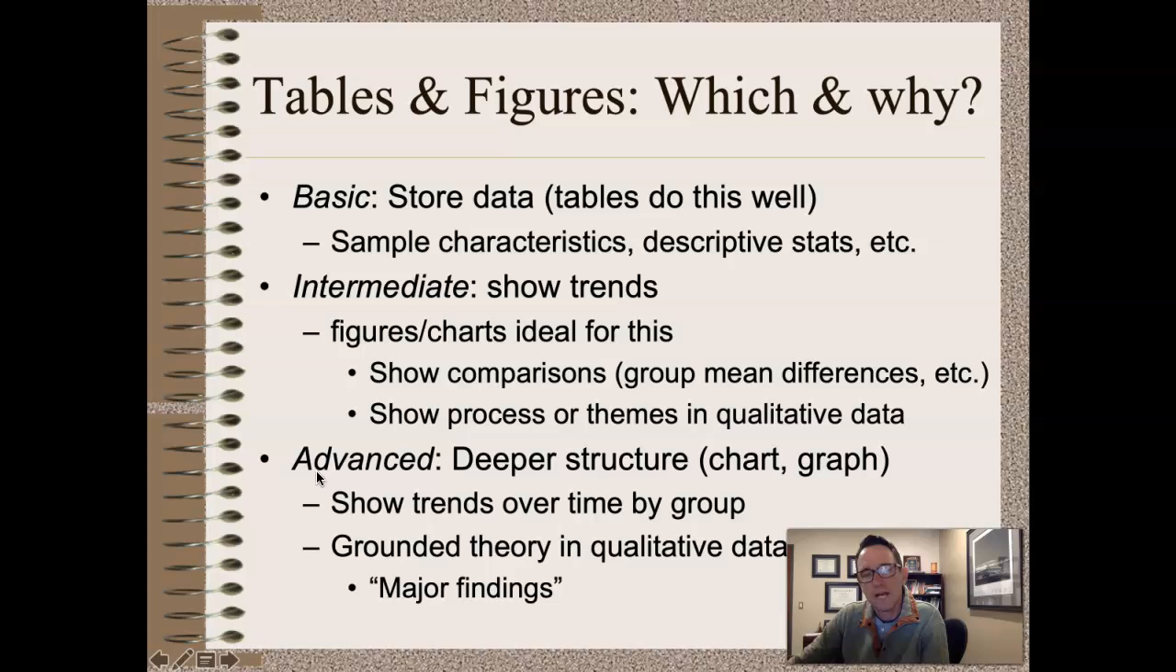So our final couple of slides will give examples of advanced tables and figures. In keeping with our pattern here, if basic just stores data and intermediate starts to show trends or group comparisons or process on a qualitative side, then advanced are meant again to provide the deepest level of evidence. So on the quantitative side, it would be trends by group over time. So anytime you collected multiple measurements of the dependent variable, let's say, I can think of the basketball study in our class this semester. You're trying to compare people over a significant amount of time. It would make sense to provide a more advanced table.